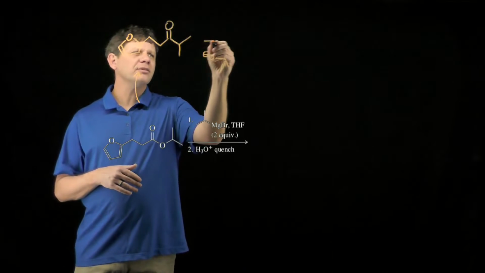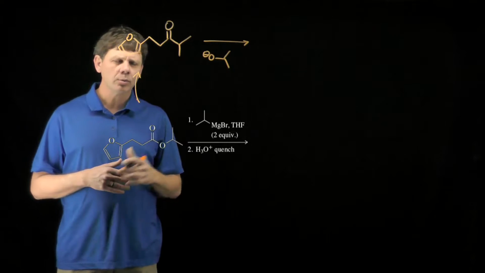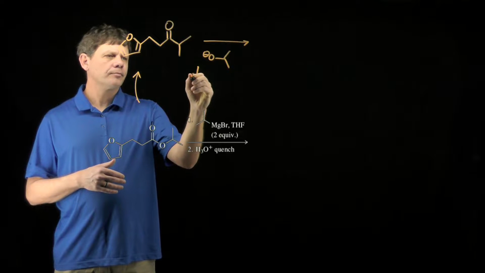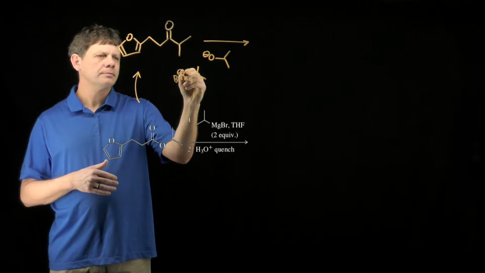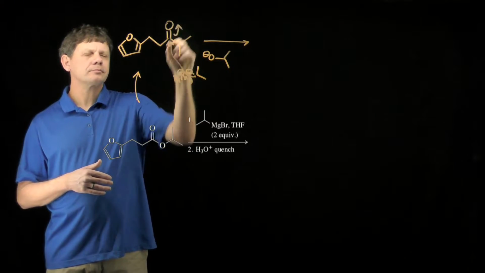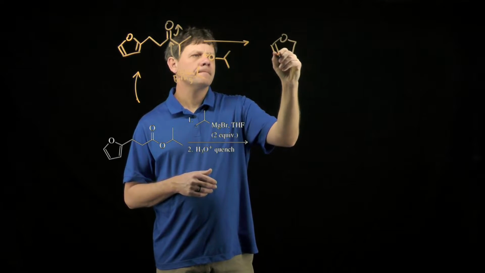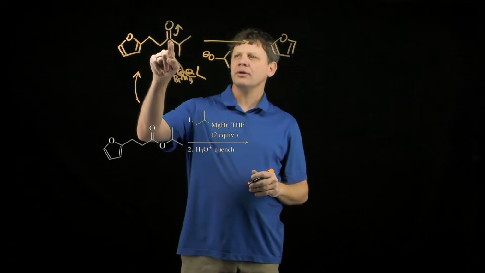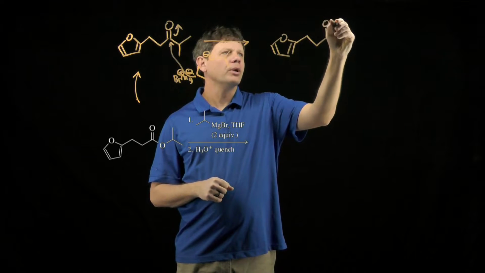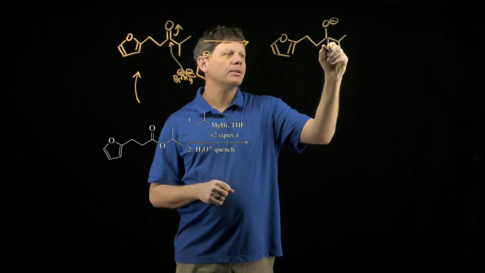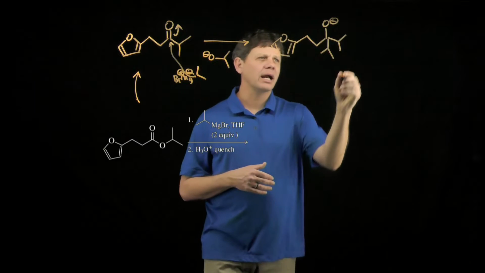Now we use two equivalents, so this is going to continue reacting. Another molecule of the Grignard reagent will actually show this step. So we can draw our Grignard reagent as if it is ionic. The nucleophile attacks the ketone, donates its pair of electrons to the carbon, and pushes the pi electrons onto oxygen. Again, we don't call this a tetrahedral intermediate because it can't do anything else. It just sits there until we do our acid quench.